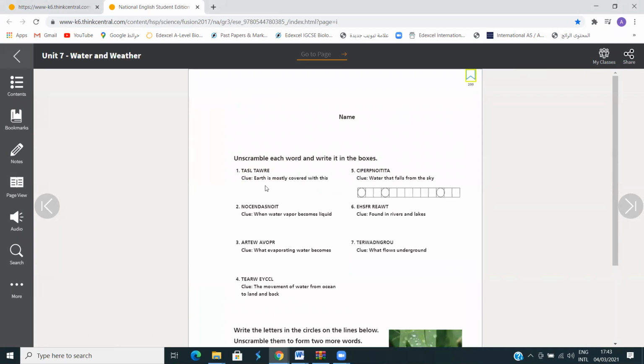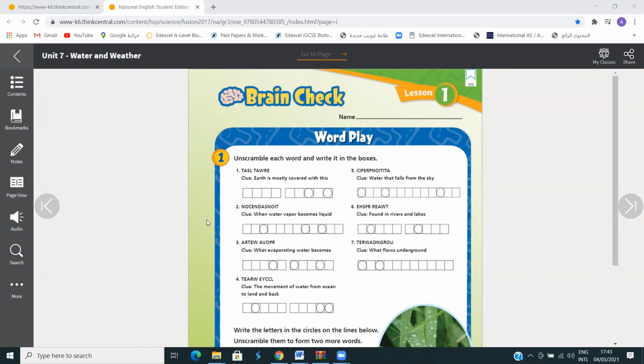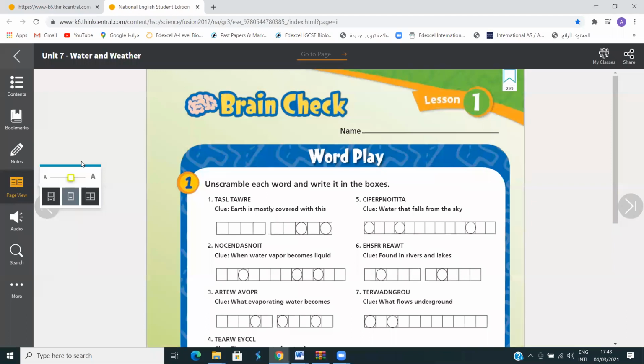Muhammad Amir, begin. Do you have the book or not? Page 299, my students. Yes, miss. Muhammad, go to 299 now. Okay, we'll revise unit 7 today, and we revised unit 8 yesterday. No homework today, inshallah. Okay, Muhammad Amir, begin the first question.